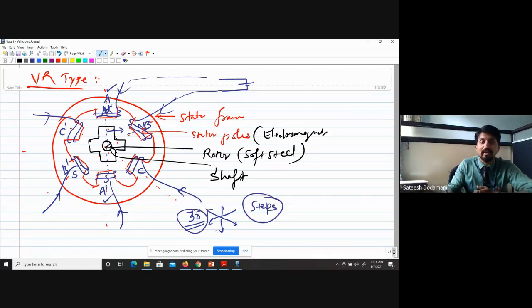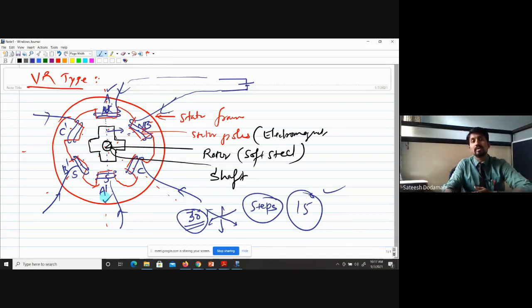Otherwise, if you want it to rotate at 15 degree instead of 30 degree, then some arrangement we need to do. A and B at a time we have to energize, and that time it will rotate 15 degree. Then afterwards we have to de-energize A and energize BC, then afterwards CA. In that way we are going to get a 15 degree step size. In this way the rotor starts rotating in steps due to reluctance torque.